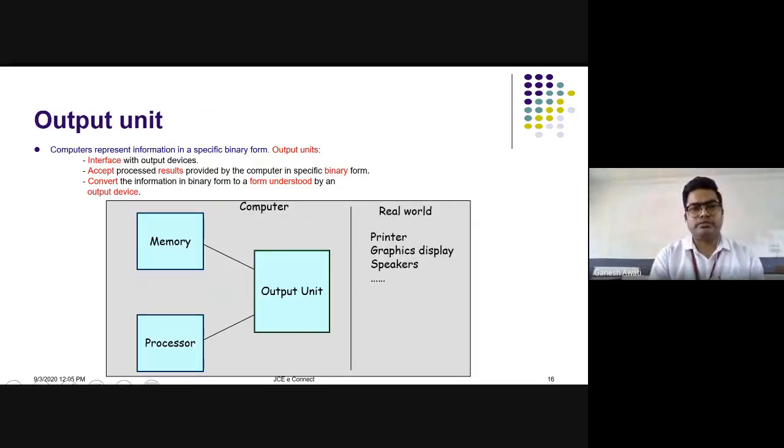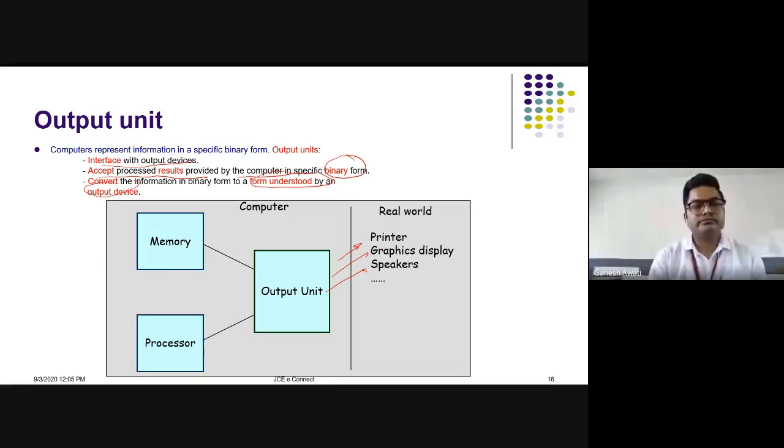Then the output unit. Computers represent information in a specific binary form, right? But you cannot understand those 1s and 0s. So the output unit will interface with the output devices, accept the processed result provided by the computer in binary form, and convert that information into the form understood by the output devices, like printers, graphics displays, and speakers. So it will convert it into that particular form.